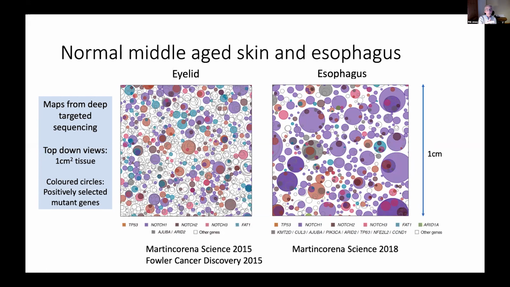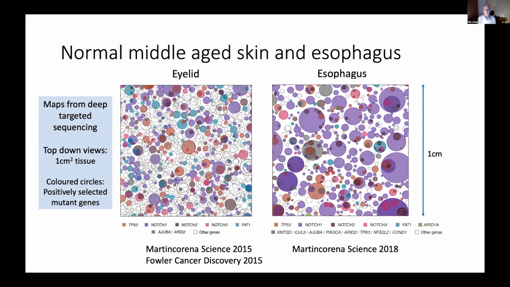If you consider an internal squamous epithelium, also with a similar structure, that of the squamous esophagus, actually the picture looks even more dramatic. The same genes are under selection, but they seem to have colonized even more of the tissue. These are both top-down views generated by ultra-deep targeted sequencing. There's still quite a lot of white space.